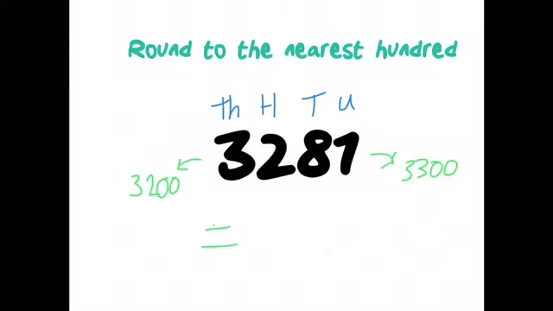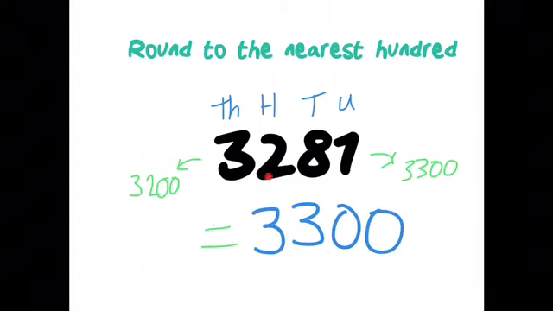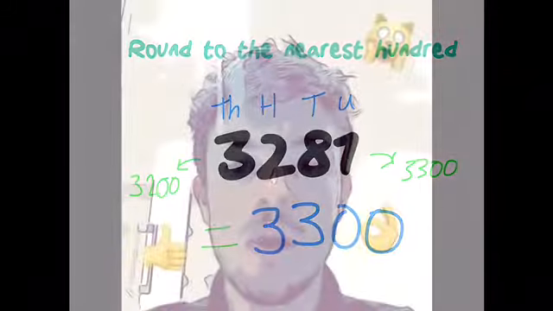I'll give you a clue. You're either rounding down to 3,200 or rounding up to 3,300. Now in the tens column we have an 8, which is clearly 5, 6, 7, 8, 9, round up. So the answer should be 3,300.